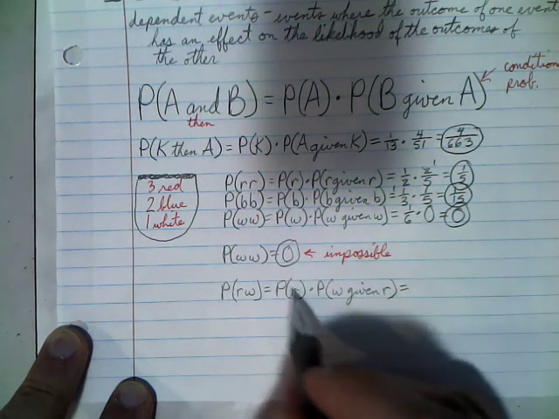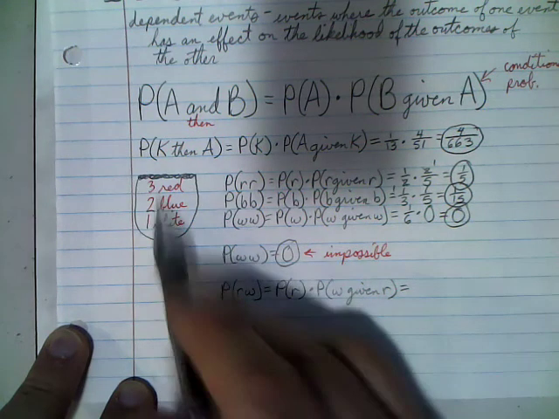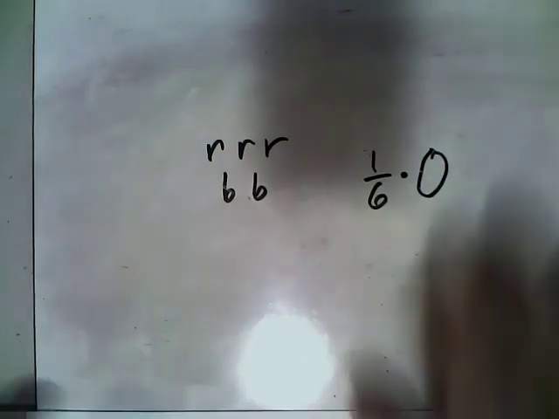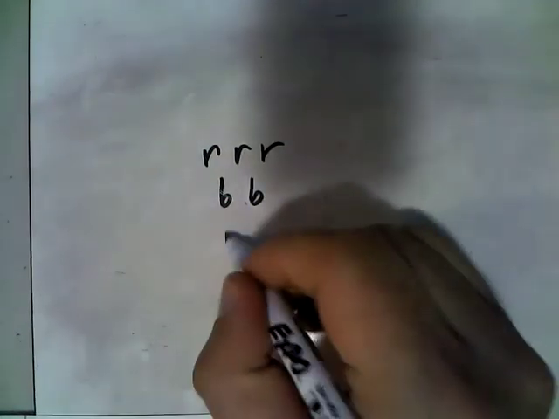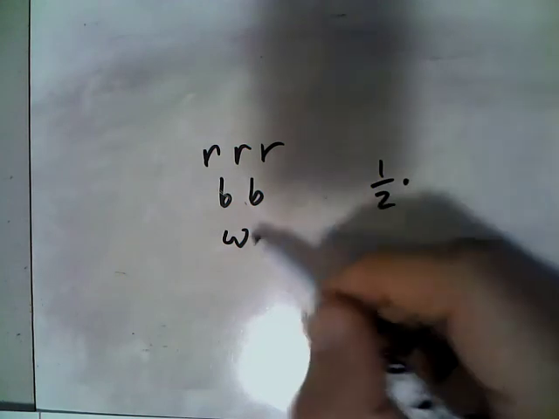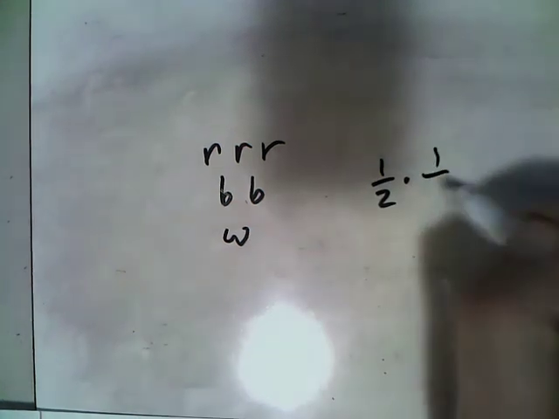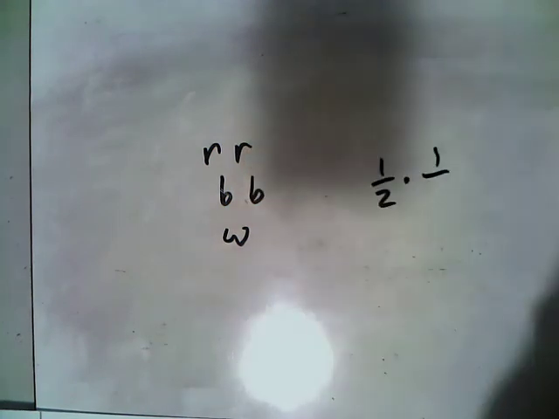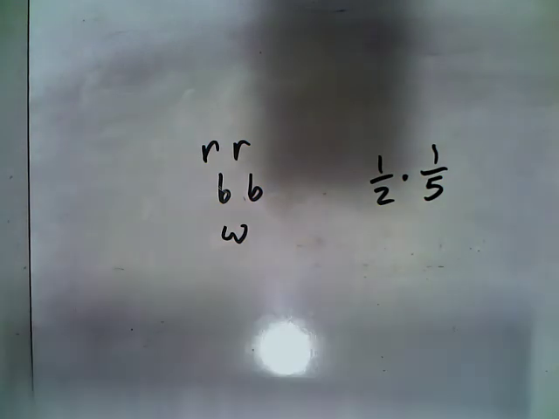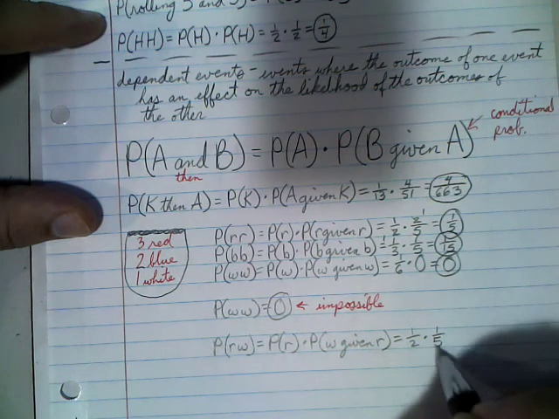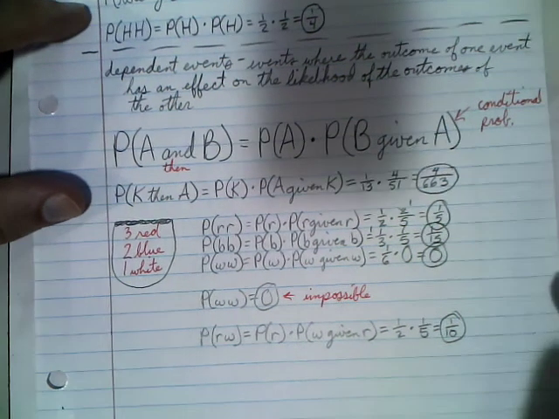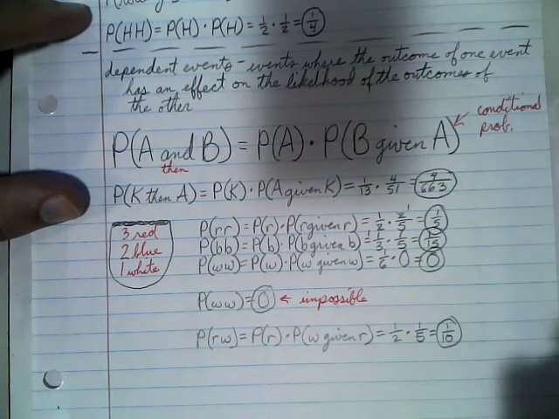So the first one's easy, the red. We have 3 red marbles out of 6 total. Well, 3 out of 6 is 1/2. The second probability, remember the conditional probability here, we got to actually think about what's going on. So we're trying to find the probability of pulling a white marble. There's only going to be 1 of them, but assuming that we've already pulled a red, so out of 5. So the conditional probability there is 1/5. Meaning that about 1/10 of the time, you will pull a red marble followed by a white marble.